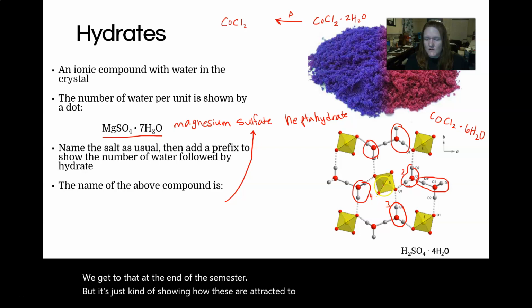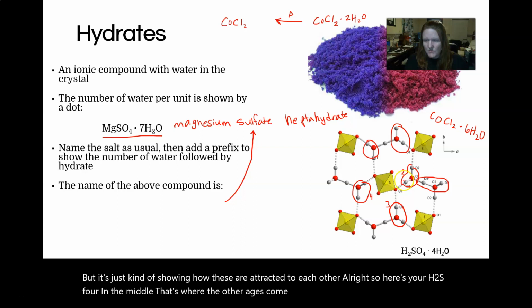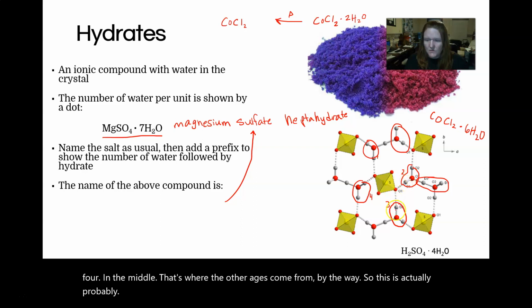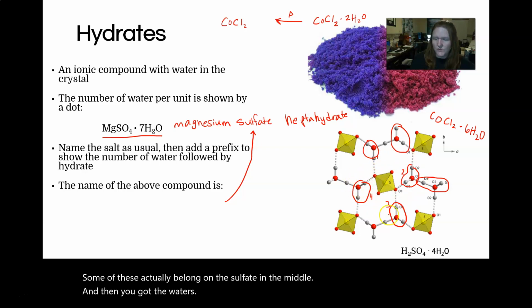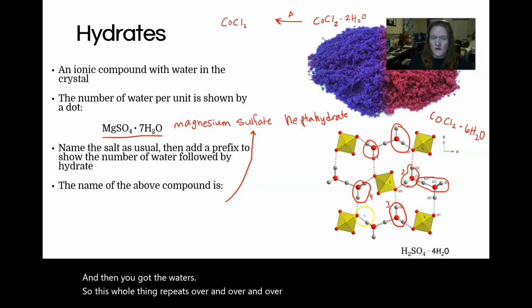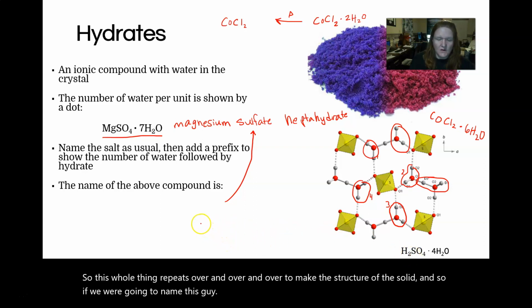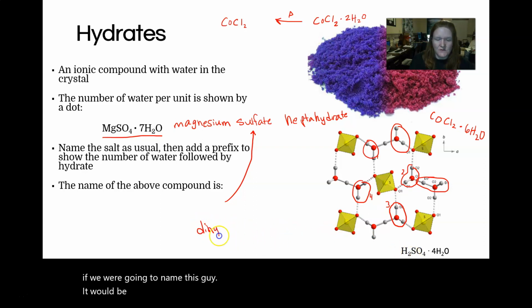All right, so here's your H2SO4 in the middle. That's where the other H's come from, by the way. So this is actually probably, some of these actually belong on the sulfate in the middle. And then you got the waters. So this whole thing repeats over and over and over to make the structure of the solid. And so if we were going to name this guy, it would be called dihydrogen.